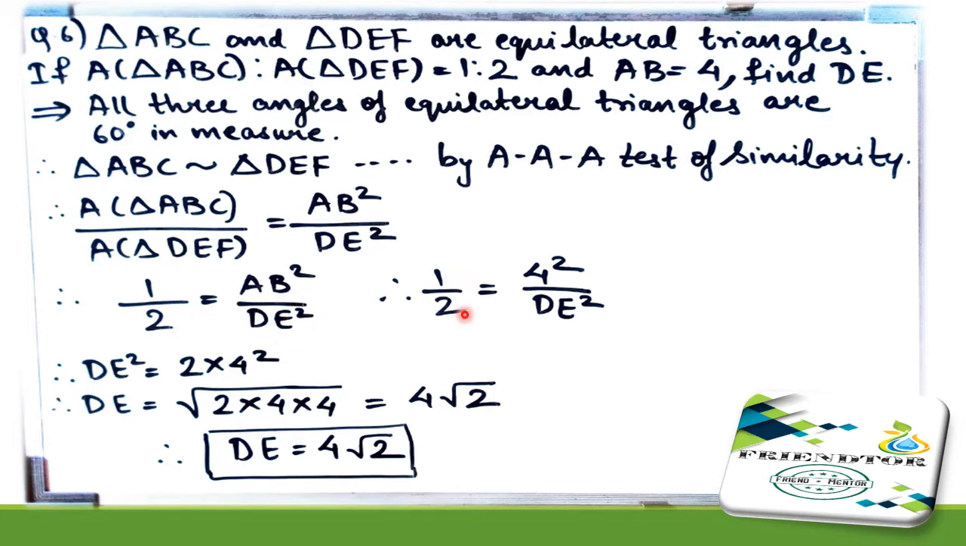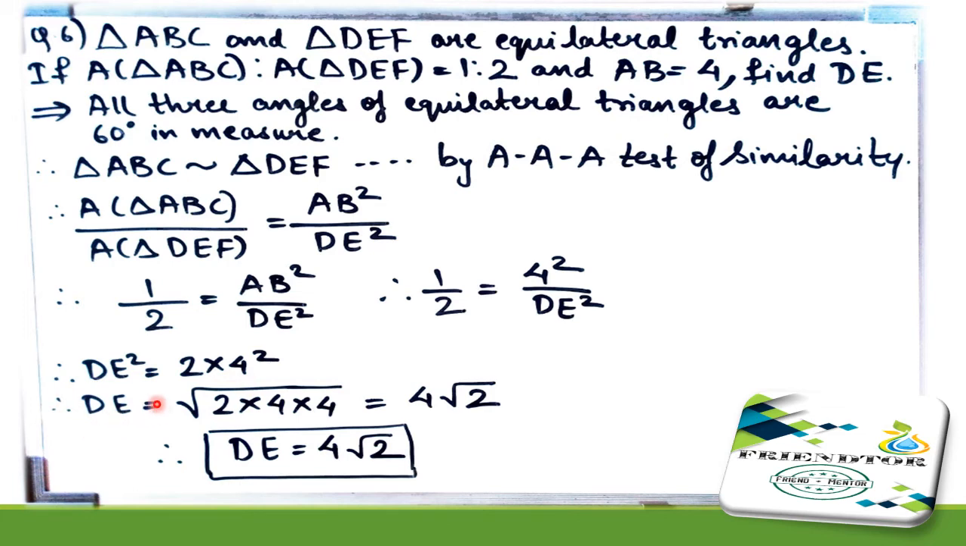Therefore 1 by 2 is equal to, AB is 4, so 4 square upon DE square. Correct? Now DE square will go to the other side, 2 will go here. So this will be DE square into 1 is equal to 2 into 4 square. Now DE square into 1 is the same as DE square. So DE square is equal to 2 into 4 square.